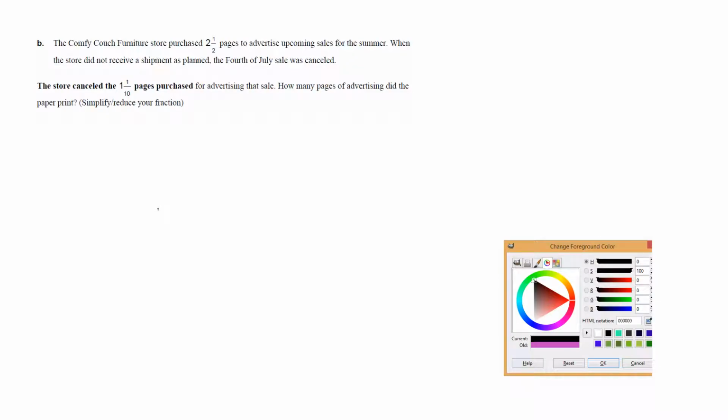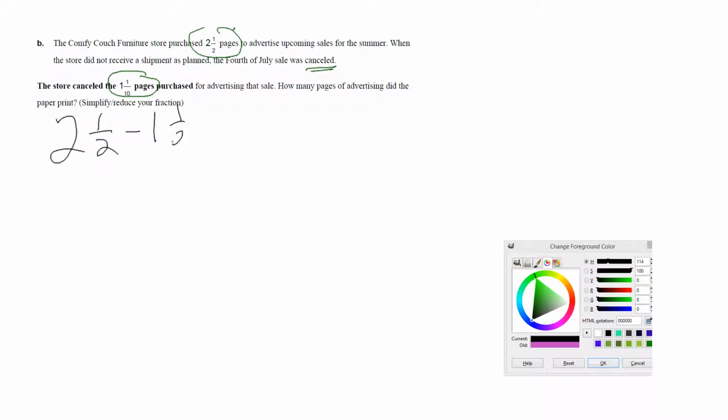All right, the Comfy Couch Furniture Store purchased this many pages to advertise upcoming sales. When the store didn't receive a shipment as planned, the sale was canceled. This is how much they canceled. How many pages did the paper print in the end? So they started with this amount. They canceled this amount. In other words, they took away this amount. You should have identified this as a subtraction problem. 2.5 minus 1 and 1.